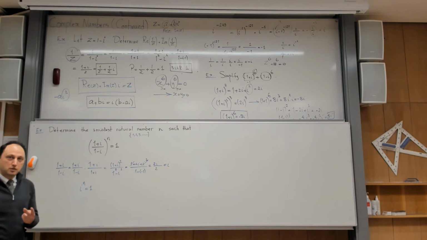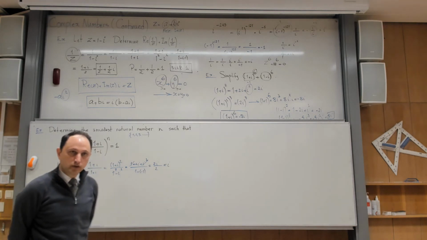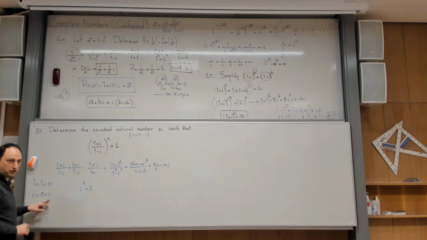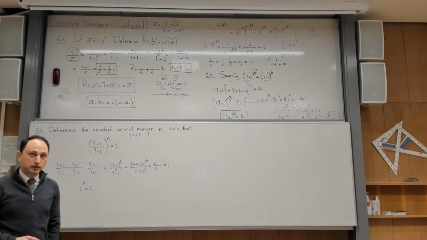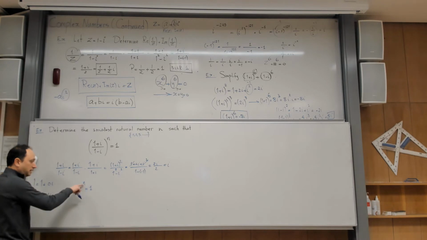Because two complex numbers are equal if and only if the real parts are the same and the imaginary parts are the same. Yes? If I ask you what is 1, 1 is 1 plus 0i. Its real part is 1, its imaginary part is 0. So what is i? i is 0 plus 1i. Its real part is 0, its imaginary part is 1. So this is the reason that 1 is not equal to i. That's not according to my definition of equality of two complex numbers. Okay, so n cannot be 1.